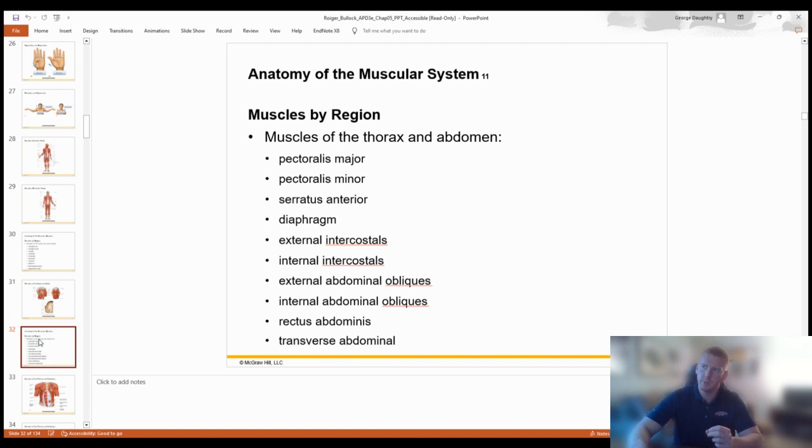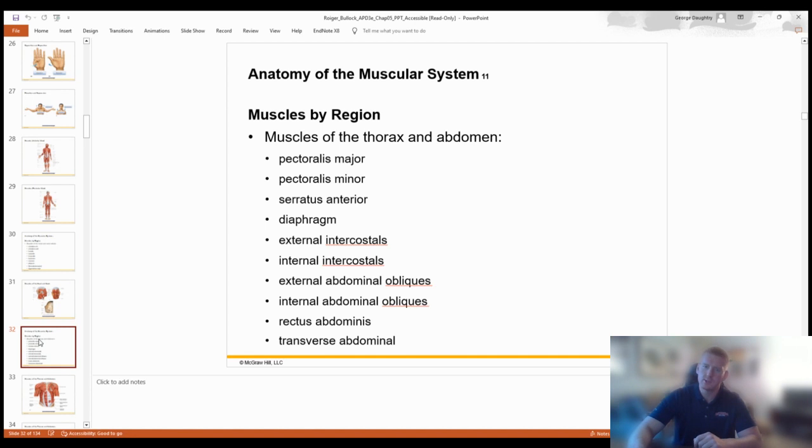So we have the pec major and the pec minor. We're up here in the chest. What is the main muscle action of the pec major? Horizontal adduction of the shoulder. So I'm in the horizontal plane, and this big shoulder action is the pec major, horizontal adduction. Very important. Serratus anterior does a couple of things, but once again, horizontal adduction and shoulder flexion.